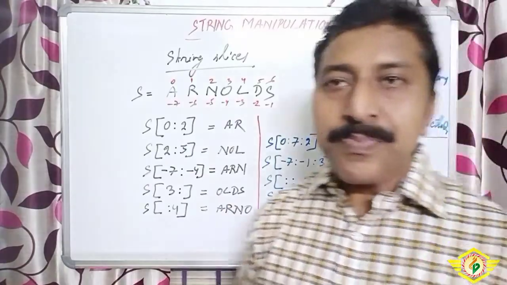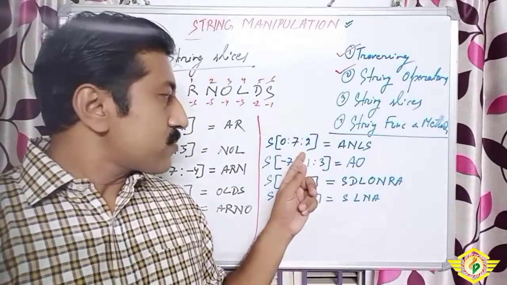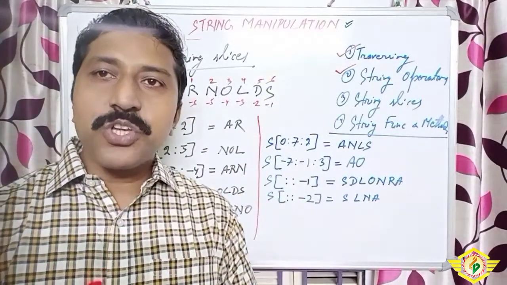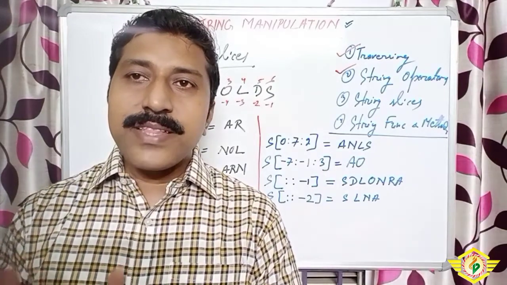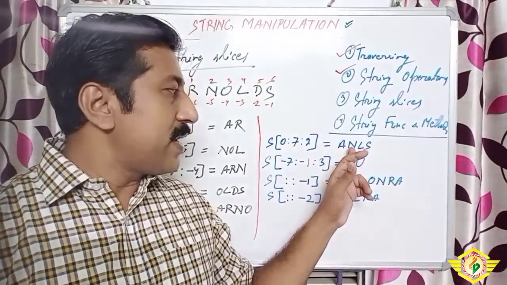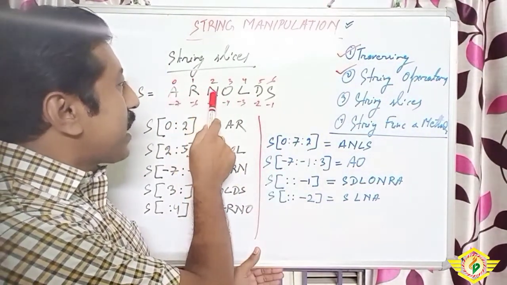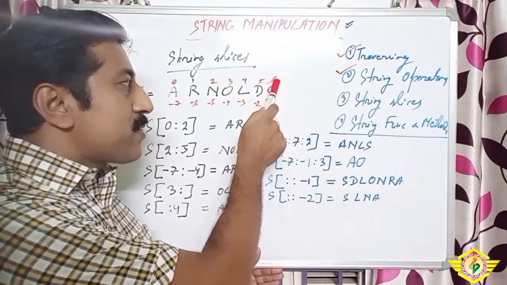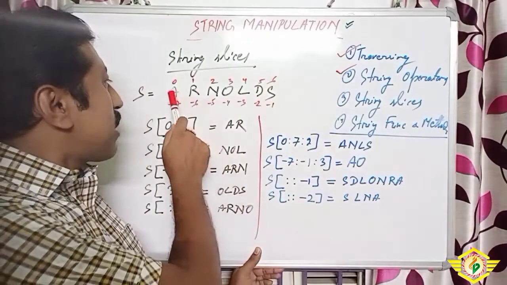Now a few more examples. I have written s[0:7:2]. It will continue from 0 to 7, but the difference between characters should be 2, skipping one index each time. First is index 0, that is A, then N, then L. It is given 7, but our last position is 6, so it will continue till 6. So the output will be ANLS.